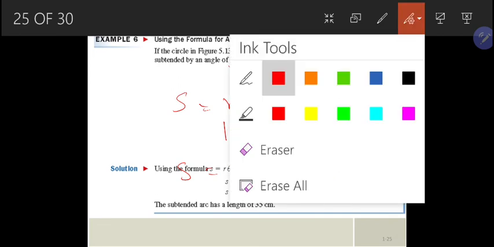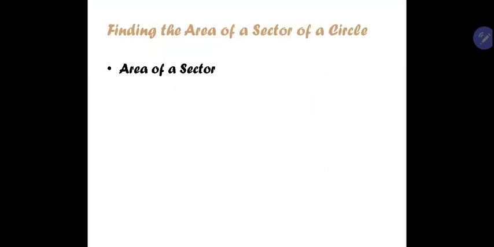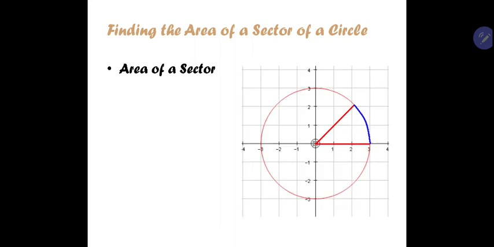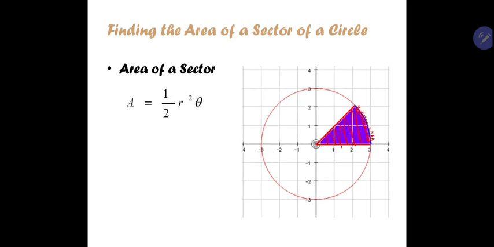Moving on. As we found out the arc length, we can find out the area of the sector. Once again, look at this circle. This blue line here, the part of circumference, we called it arc. But now we are talking about this whole thing, like the pizza pie. This pizza pie is called the sector. To find out the area of the sector, you can use the formula half r square theta. So once again, theta is the angle here.